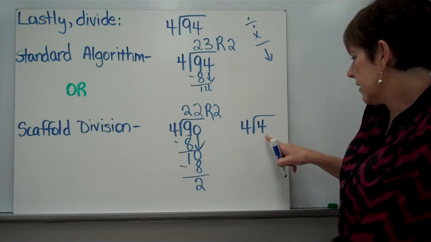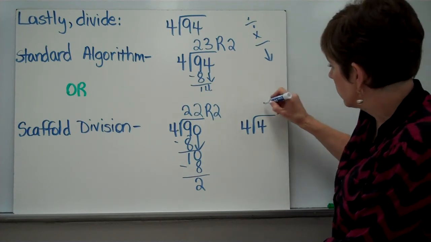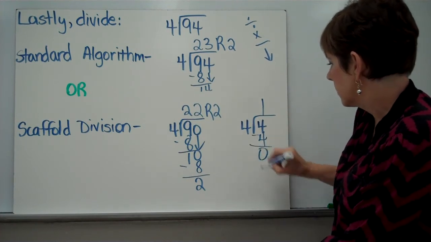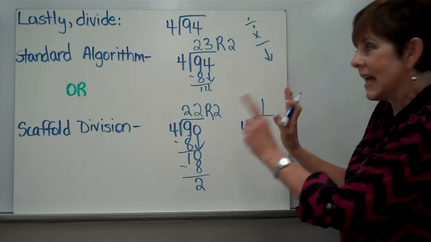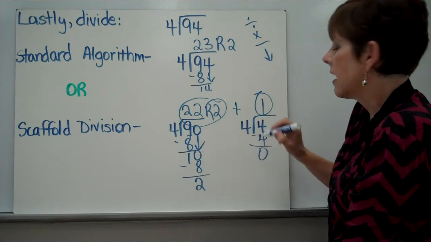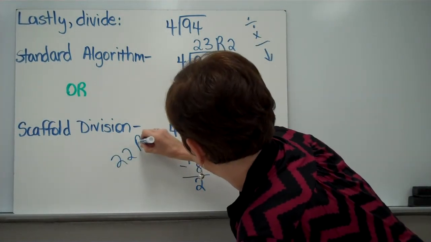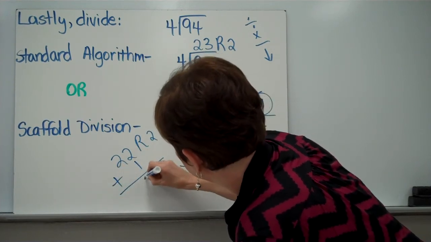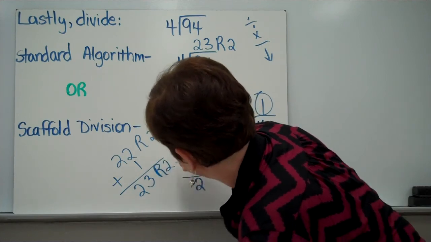All right. Let's look at this. How many times can 4 be divided by 4? Once. 1 times 4 is 4. Subtract, 0. Nothing left to bring down. We're done. Let's add these 2 parts together, this plus this, and that will be our final answer. All right, 22 remainder 2 plus 1 will be 23 remainder 2.